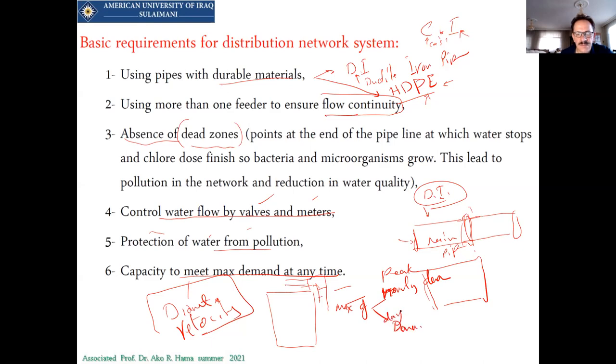maximum daily demand plus fire. You know that there will be a fire demand, then you have to calculate that. And there will be a maximum daily demand, and add them together and compare this amount with the peak hourly demand. The peak hourly demand means 2.48 times the average demand. So in this equation, this one or that one, whichever gives you the maximum flow, the system will be designed based on that.